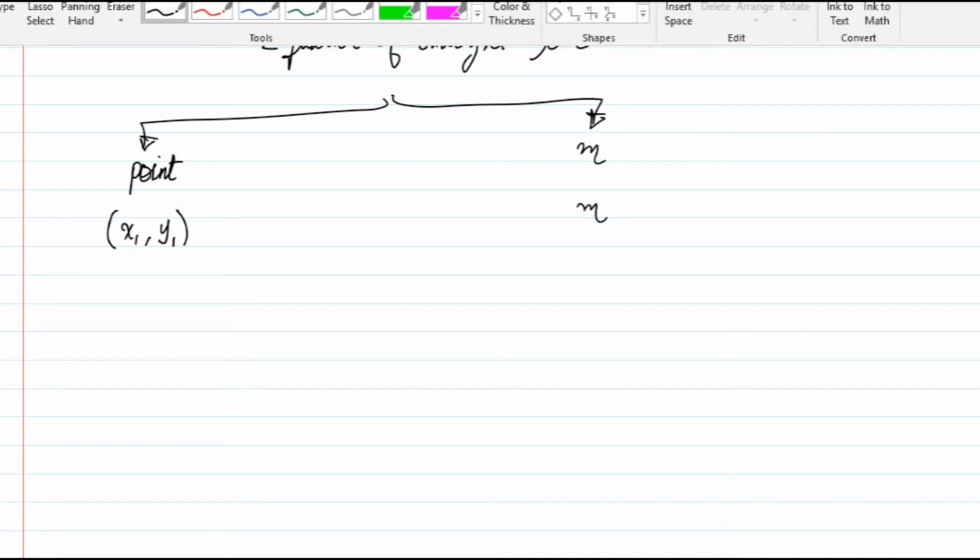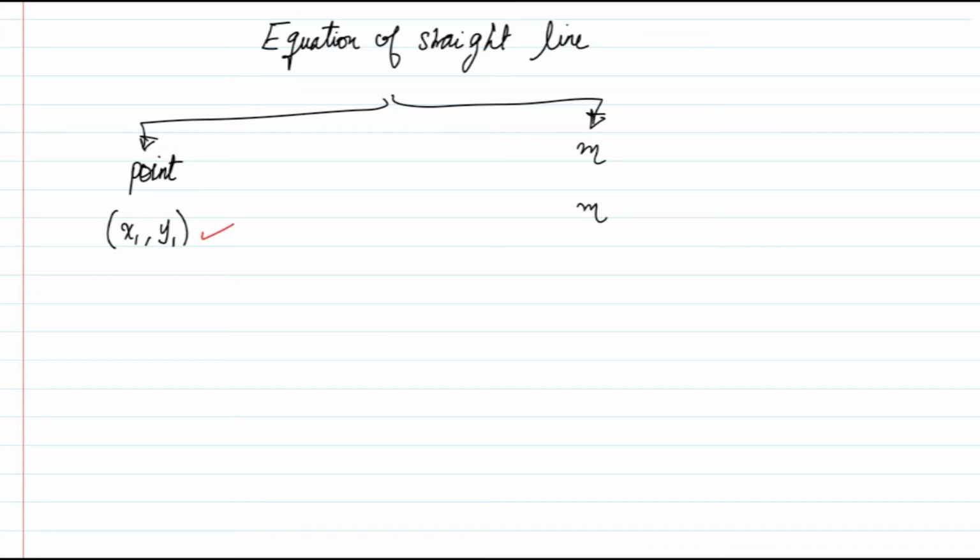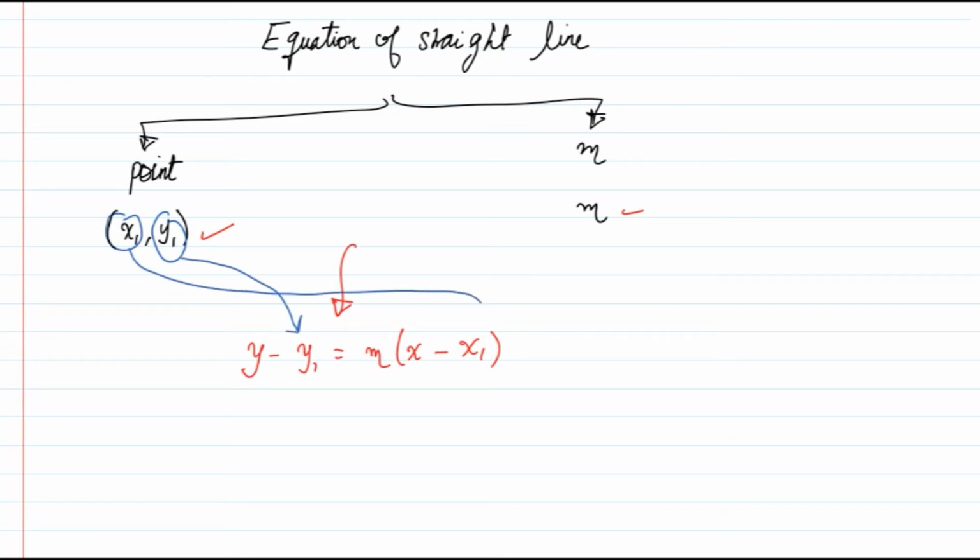If we have the point and the gradient, we can find the equation of this straight line by simply substituting in this formula. y minus y1 is equal to m, which is the gradient, times x minus x1. Simply we substitute the y1 here, the x1 here, and our gradient here. And by this we can find the equation of any straight line.